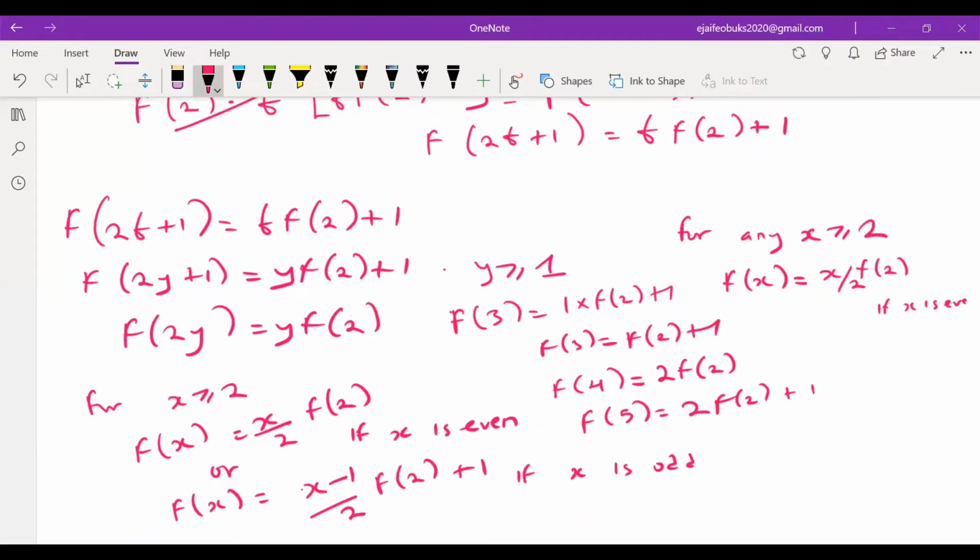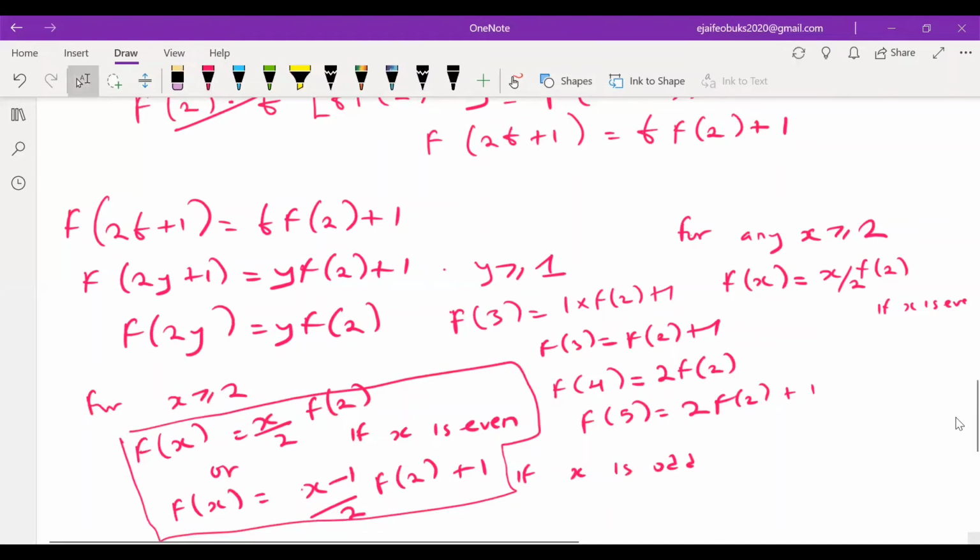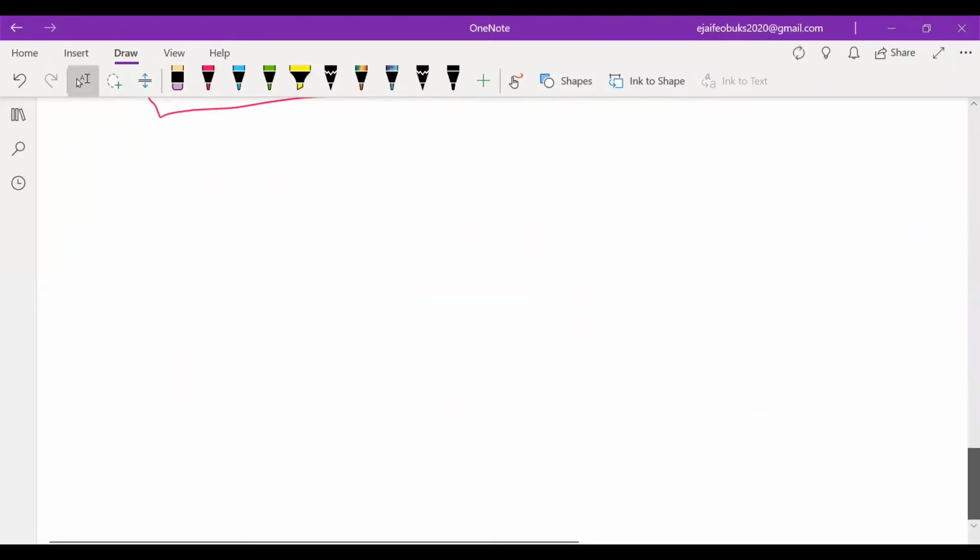So we have these two pieces of information now. These are like the solution. But we don't know what f of 2 is. f of 2 is a constant. We need to find out what f of 2 is. So how do we do that?